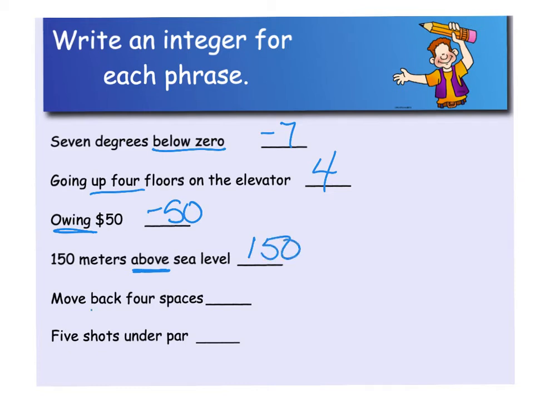Games, here we go. Move back 4 spaces, so that you lose 4 spaces. That's a -4. Number 5, here's golf, 5 shots under par. Under means under 0, so it would be -5 on that one.